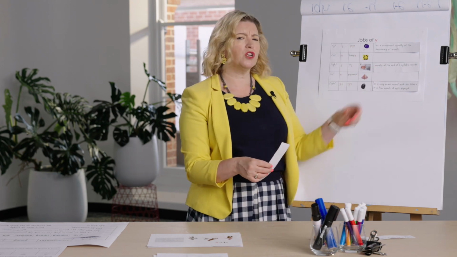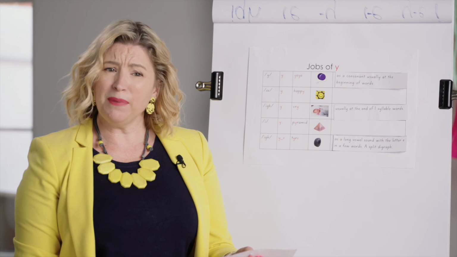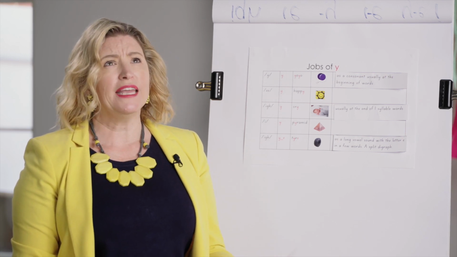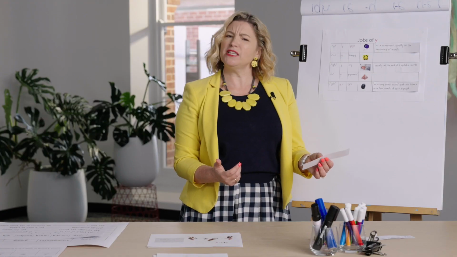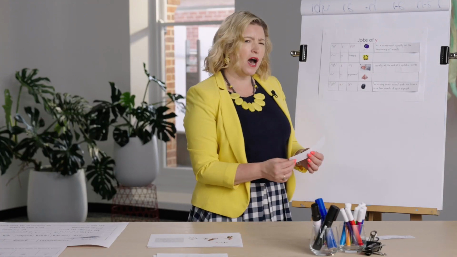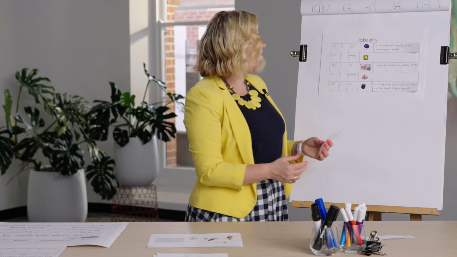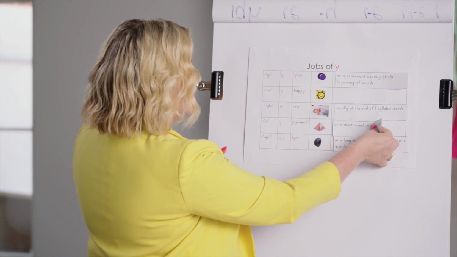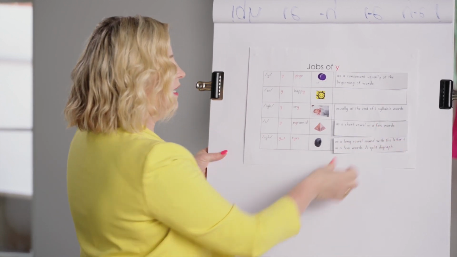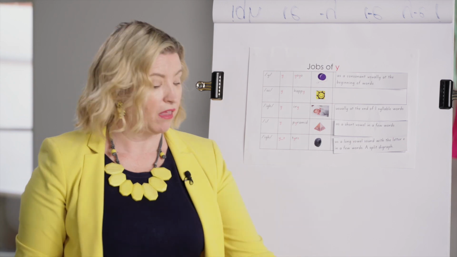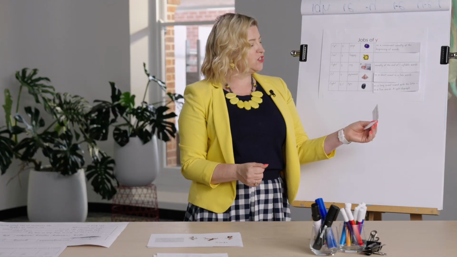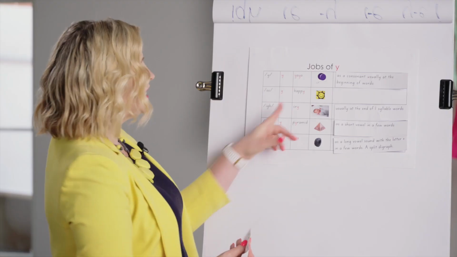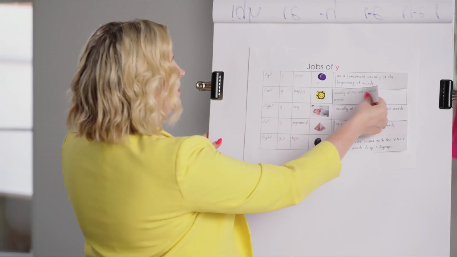Let's see what other jobs Y does. We've got two more jobs of Y to fill in. Y can be a short vowel in a few words. Short vowel: it, a, o, e, a. Must be an it, because it makes I, which is the long sound, so it must be it, like in pyramid. There we go. So Y can make an it sound in a few words. The last job of Y is usually at the end of multi-syllable words. That's when it makes its long sound E, like in happy.